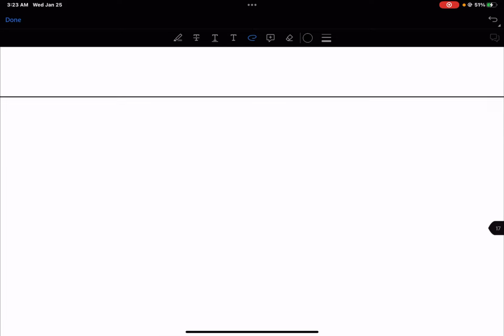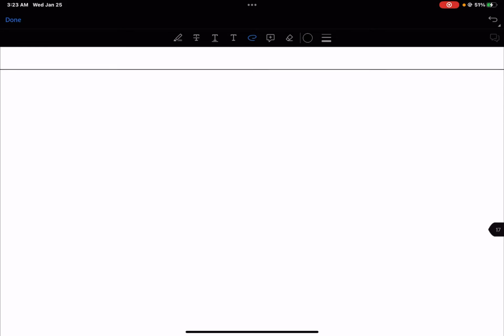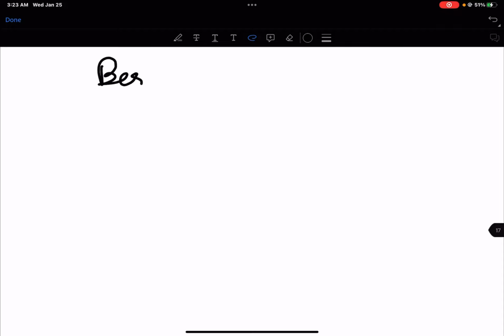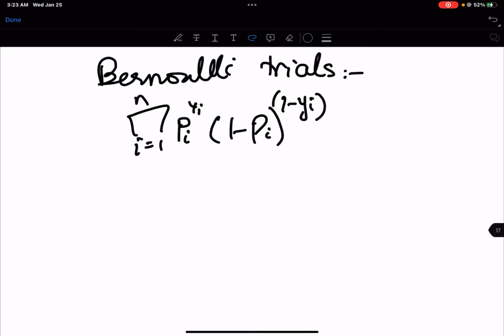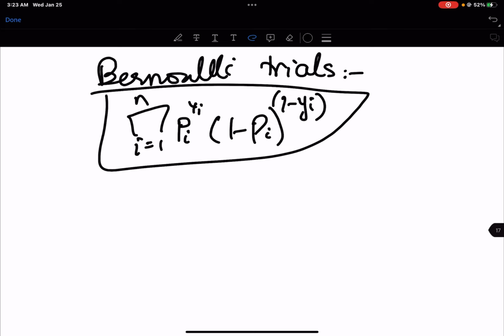So the likelihood function over here is based on Bernoulli trials, where we are aware of the success probability of an event to occur, that is P_i^{y_i} (1 - P_i)^{1 - y_i}, from i equals 1 to n. So this is the function that we are going to use for the logistic regression.